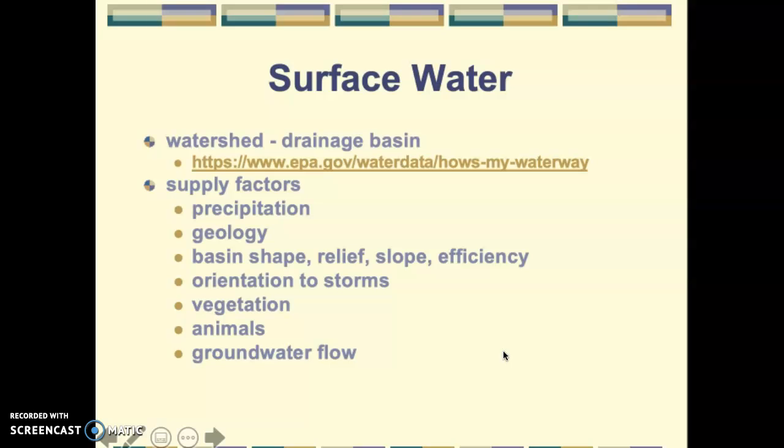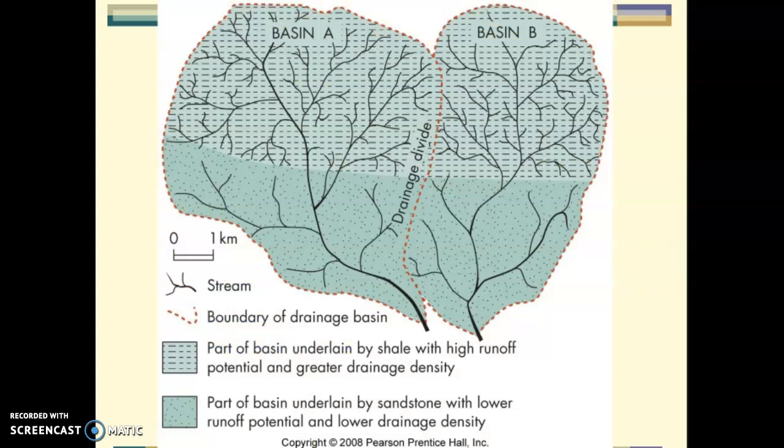Surface water we've already talked about with respect to floods, and so the factors are pretty much the same here when we look at surface water. Supply factors include the amount of precipitation we get, the geology of the ground that underlies your drainage basin, or what's also called a watershed, the shape, the relief, orientation to storms, vegetation. All of those things are going to help determine how much water is available in a surface water supply system. So we're going to kind of leave that aside and focus on groundwater recharge.